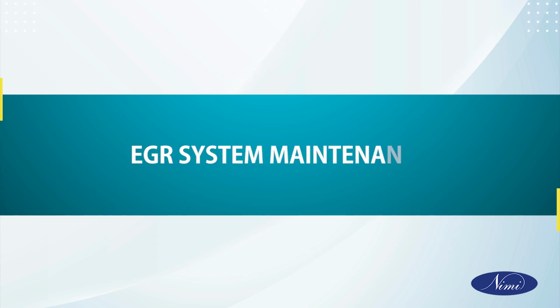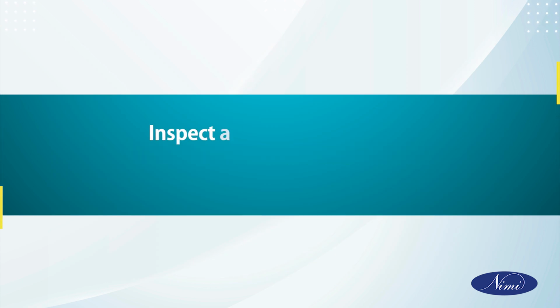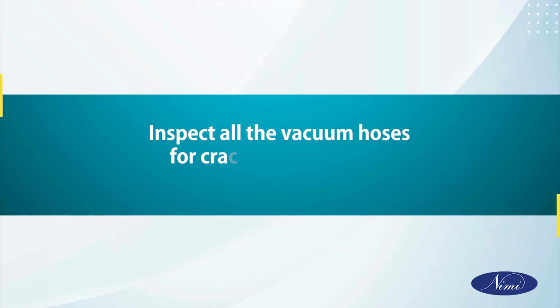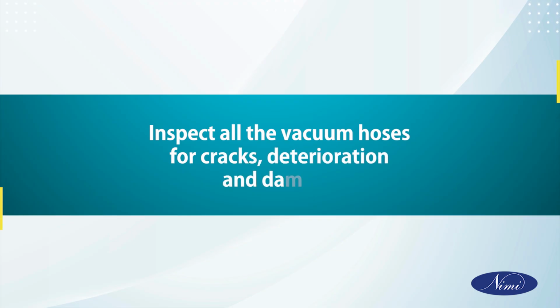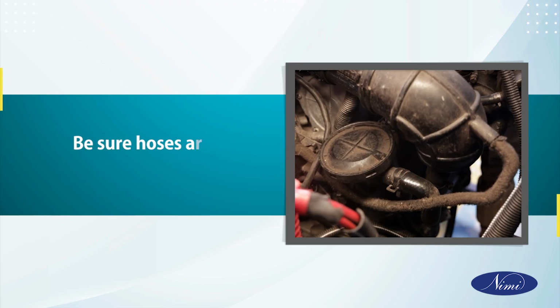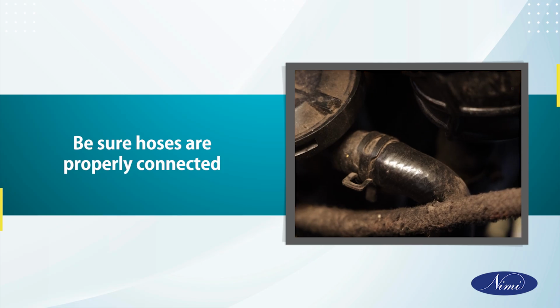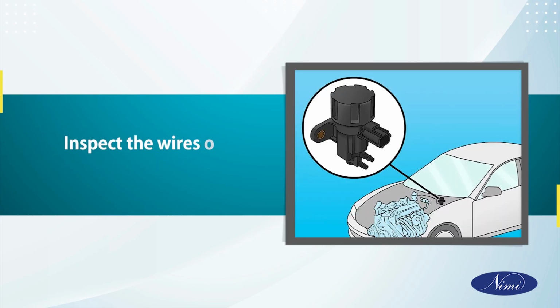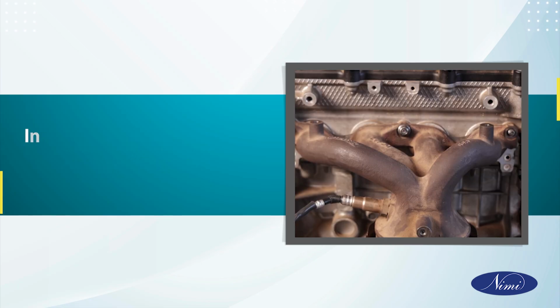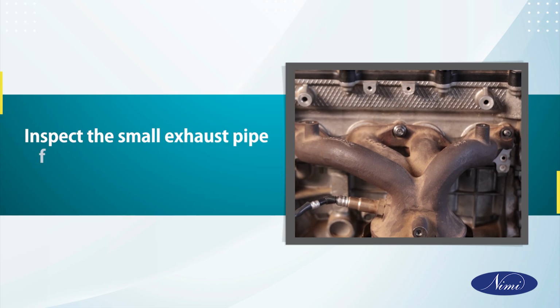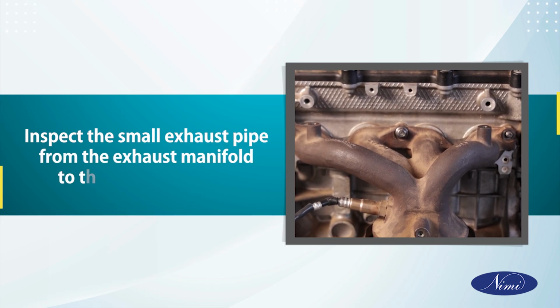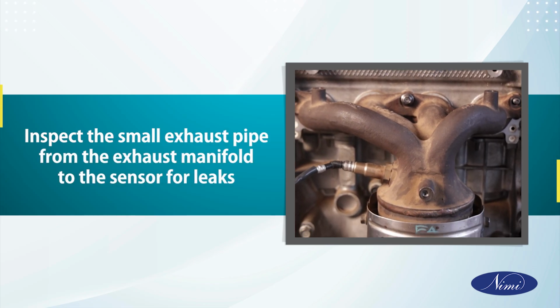EGR system maintenance. Inspect all the vacuum hoses for cracks, deterioration and damage. Be sure hoses are properly connected. Inspect the wires of the solenoid and sensor. Inspect the small exhaust pipe from the exhaust manifold to the sensor for leaks.